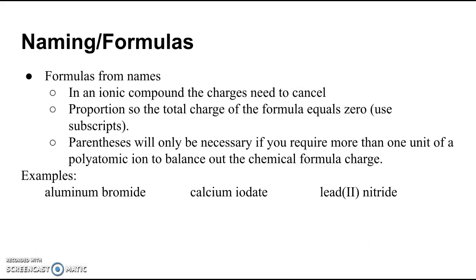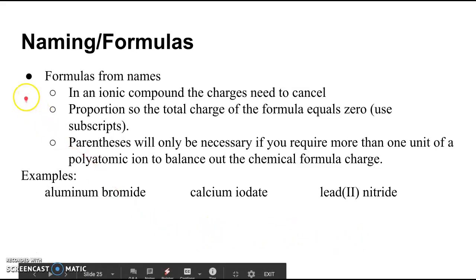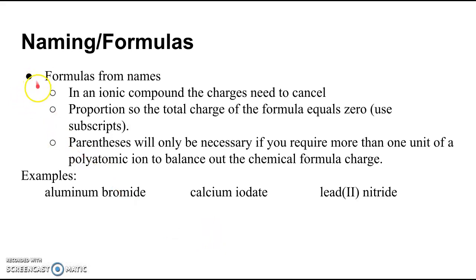There's the prefixes again. Okay, now going the other direction, if you're given the name and you want to write up the formula, so a couple of rules. In an ionic compound, the charges need to cancel, so you have to have enough of each ion to make them add up to 0. So you proportion, so the total charges of the formula equals 0. That's where we use the subscripts.